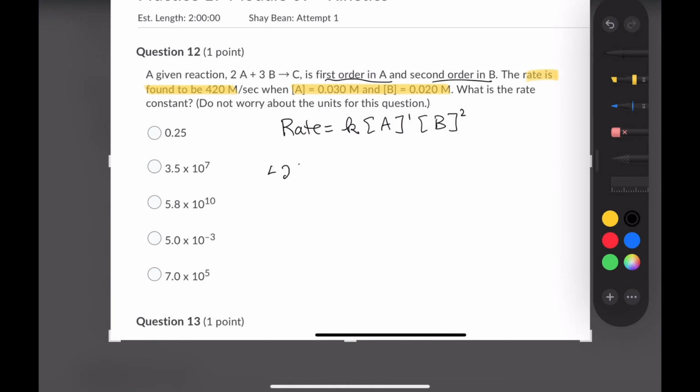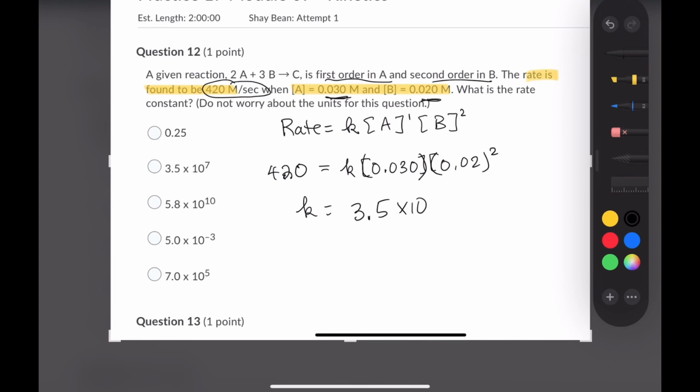So I have 420 molarity per second. Notice it says don't worry about units. So there's my value of rate. That equals K times concentration of A is 0.03. Concentration of B is 0.02, and that is squared. And I solve for K. So let's punch this in. 420 divided by 0.03 divided by 0.02 squared. And I get that K is 3.5 times 10 to the 1, 2, 3, 4, 5, 6, 7th. All right, I hope that helps.